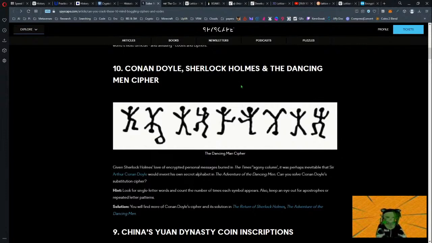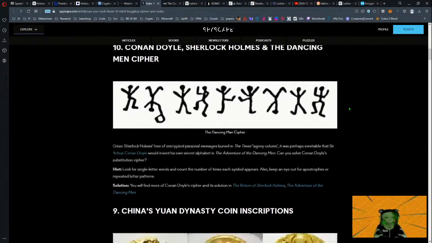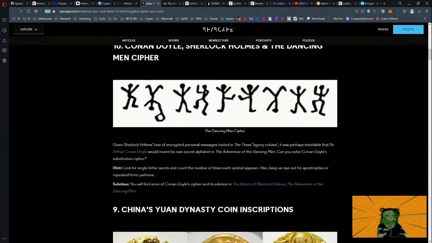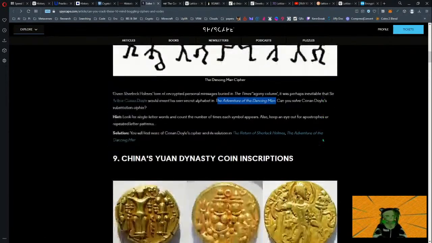Conan Doyle, Sherlock Holmes, and the Dancing Men Cipher. Given Sherlock Holmes loved the encrypted messages buried in the Times Agony Column, it was perhaps inevitable that the author Conan Doyle would invent his own secret alphabet in The Adventure of the Dancing Men. Can you solve Conan Doyle's substitution cipher? So this is substituting characters for letters, basically. Cool.